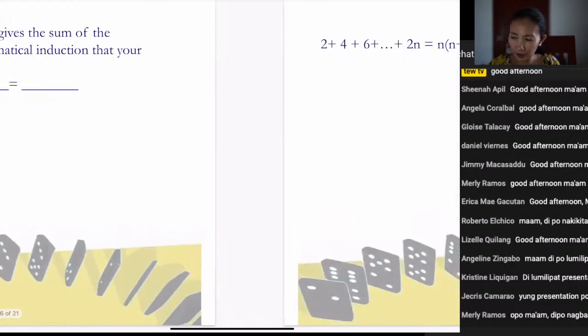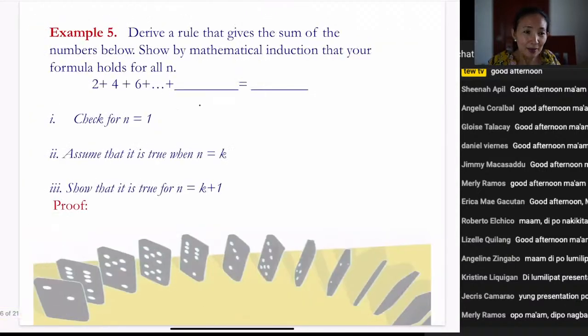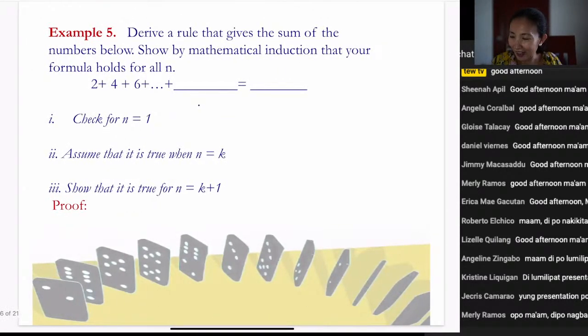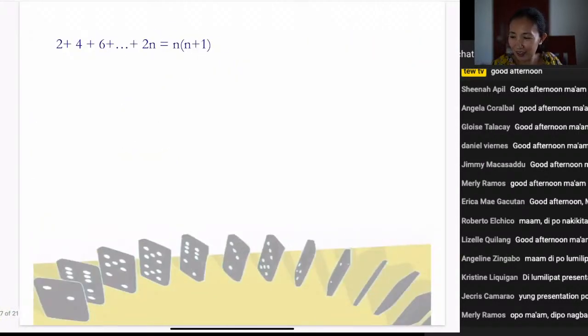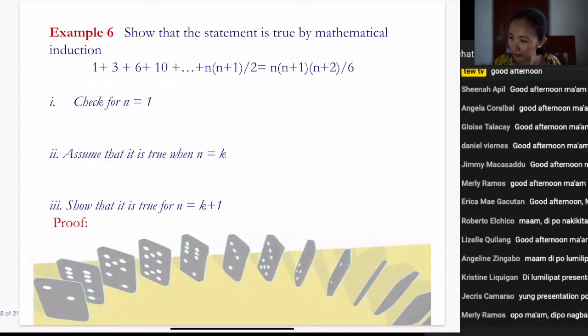Baka may sagot na. Hindi na. In-upload ko na pala ang sagot. Okay? So, hindi na. Ito na lang siya. Ipakita nyo na lang sa akin paano nakuha yung 2n and n plus 1.